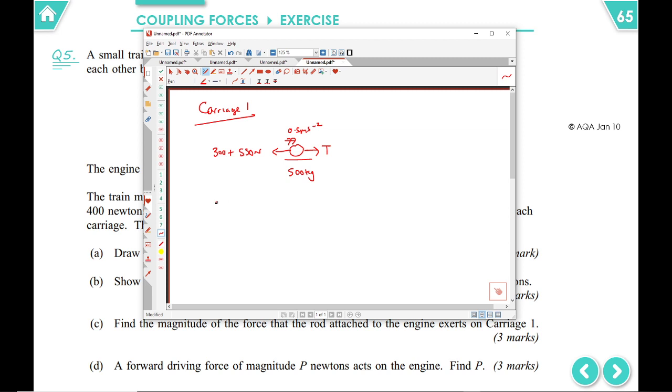Okay, let's finish this one off then. So, resolving to the right, we will get T minus 550 minus 300. So that's the net force. Equals mass times acceleration, so 500 times 0.5. Hopefully this is one we can do in our head. That's going to give us 250 on this side. That's going to give us minus 850 on this side. So when we add that over, we should get 1,100 newtons.